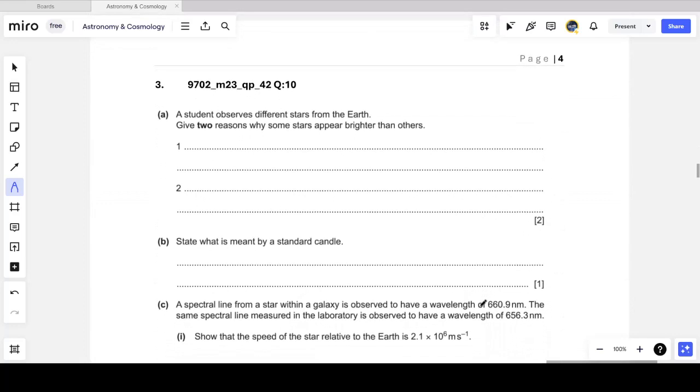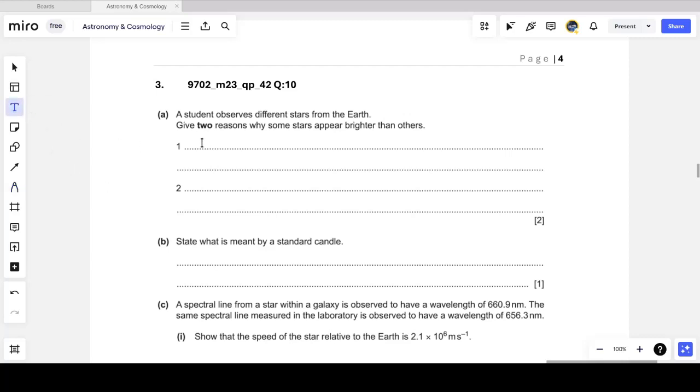Number 3 is from the March 2023 exam. It's question paper 4, variant 2, and question number 10 from that paper. So we're told that a student observes different stars from the Earth, and we want to give 2 reasons why some stars appear brighter than others.